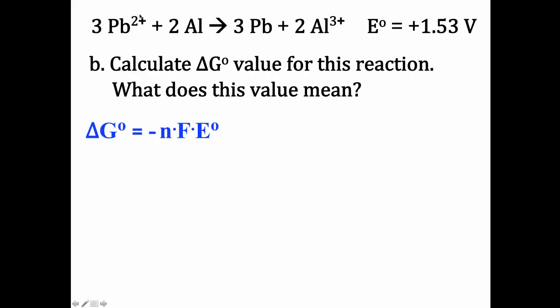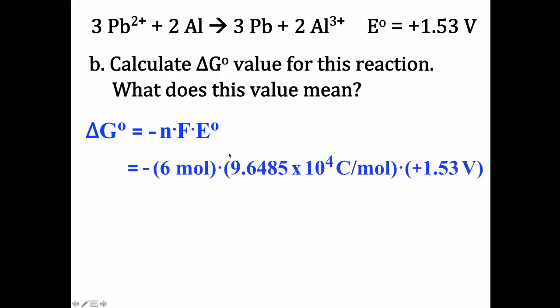Lead gains 2 electrons. Each lead ion gains 2 electrons to make a lead atom. But then there are 3 lead ions involved in the reaction, so 3 times 2 gives us 6 moles of electrons. And if we look at aluminum, same idea. Aluminum loses 3 electrons, but then there's a coefficient of 2 here, so 2 times 3 gives us 6. So we have 6 moles of electrons transferred.